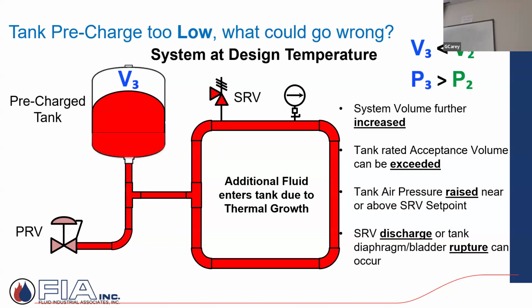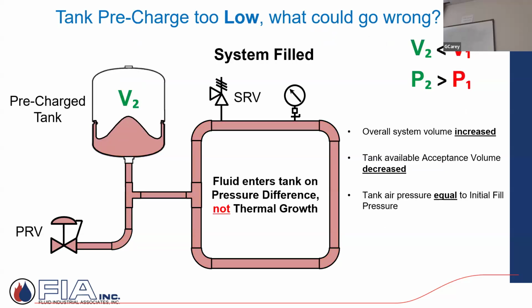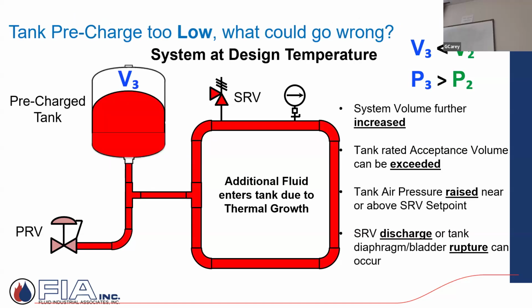Now you go and you fire up your boiler plant. Now you go into full expansion, full thermal growth, and the tank rated acceptance volume can be exceeded. So I have this 1,000 gallons. I heat it to whatever, 220, and I have 35 extra gallons, and I'm trying to put it into a tank, but I already put a certain amount of cold water. So now I don't have the 35 gallons available to me.